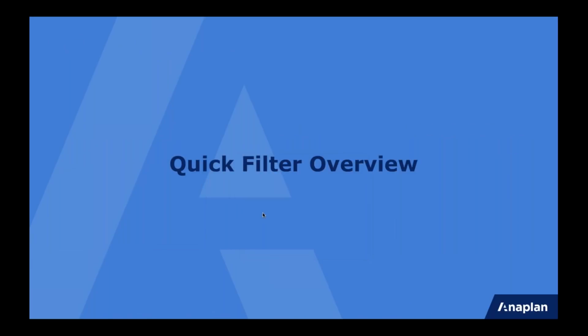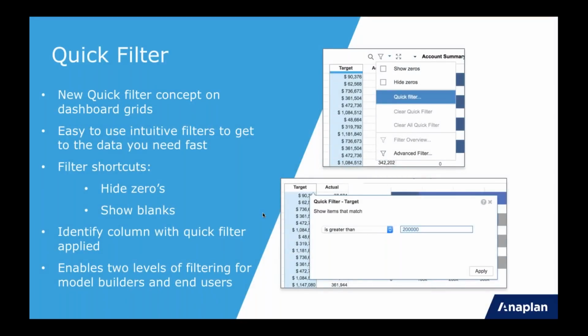Okay, so I'm now going to start with the main feature that we're covering today, and that is the Quick Filter. It's a new filter concept that we're adding to dashboard grids. The idea is it's a really easy to use and intuitive filter targeting end users. It doesn't offer all the flexibility and the power of the standard filter, i.e. all the multi-dimensionality that involves, because end users can find this intimidating. So this is a very simple, easy to use quick filter.